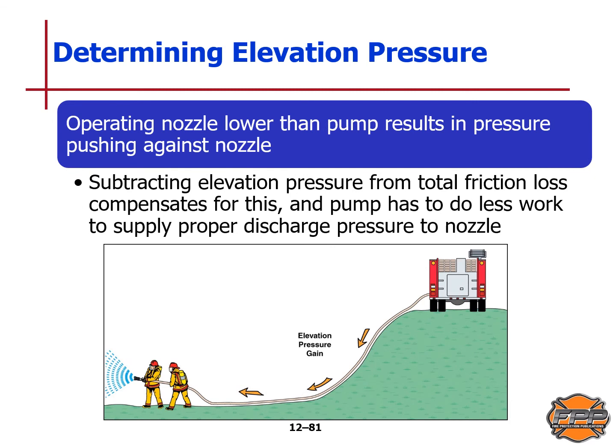Operating a nozzle lower than the pump results in pressure pushing against the nozzle. Subtracting elevation pressure from total friction loss compensates for this, and the pump has to do less work to supply proper discharge pressure to the nozzle. As you can see, the water is flowing downhill, and the pumper is compensating by pumping less water because of gravity flow, adding to the fire stream for the firefighters.